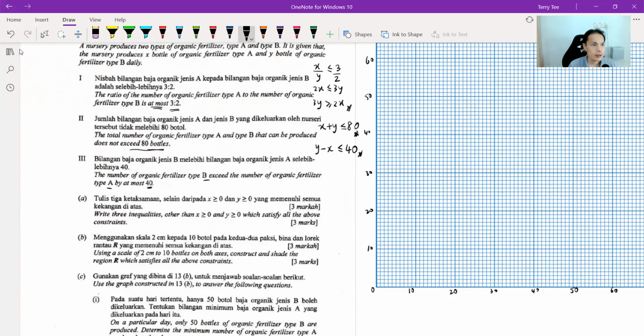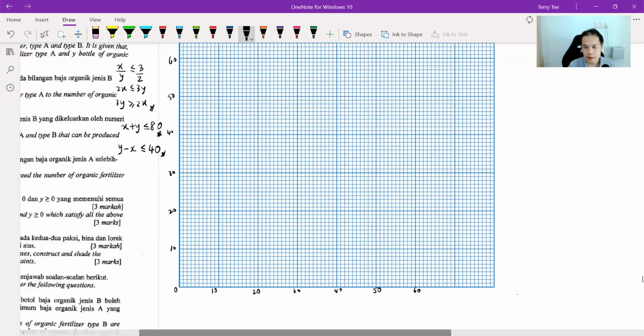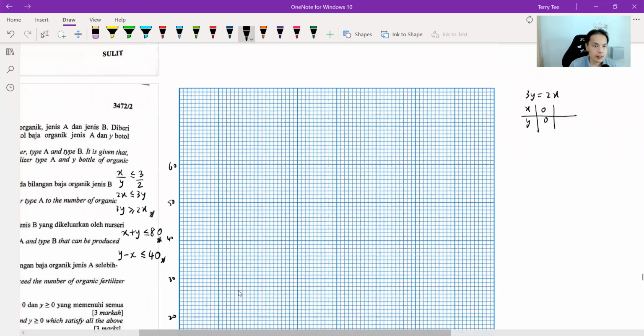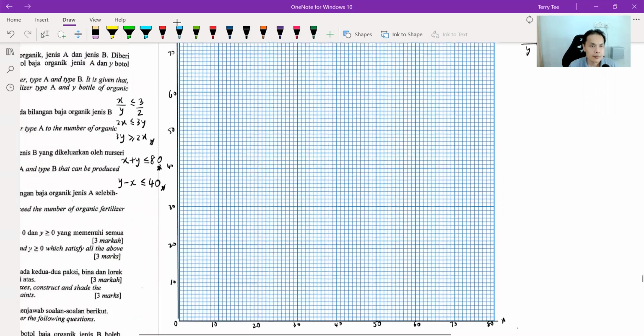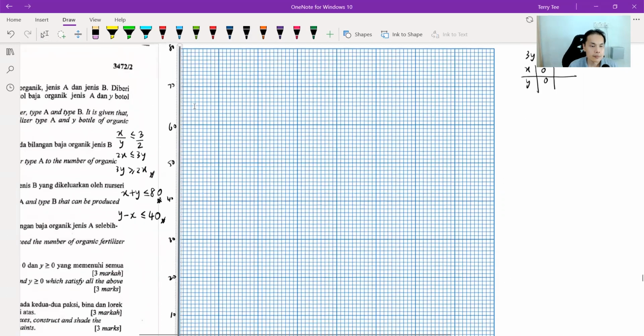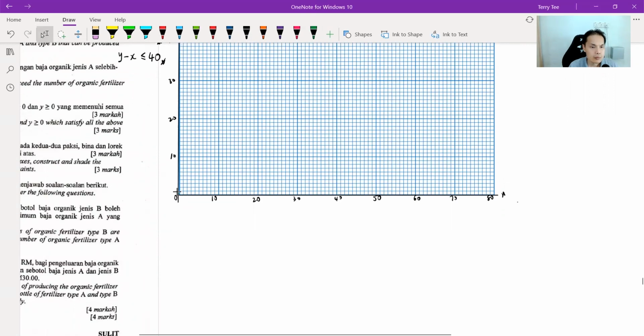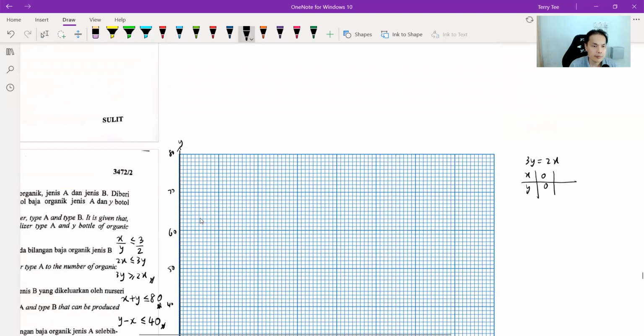I think I need to go all the way to 70, 80. This is my X. My Y is also going up to 80. So let's draw the axes. My horizontal axis will be from here to here. My vertical axis will be from here all the way up. So this is my Y.